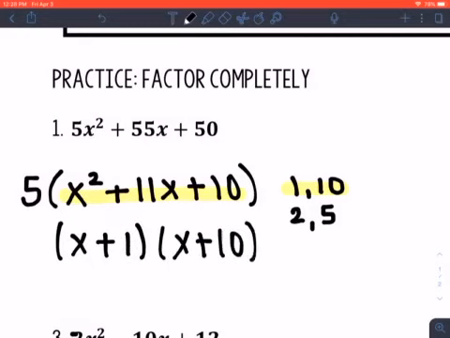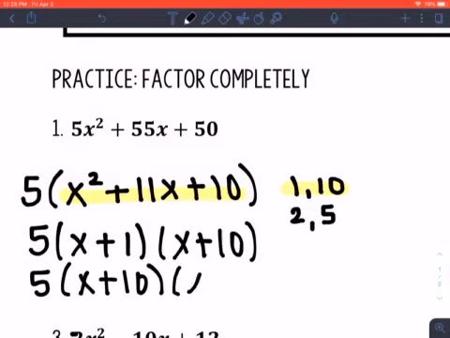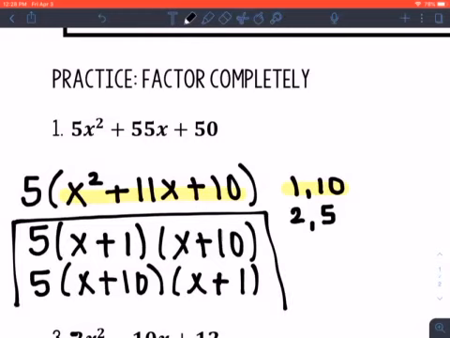So we're going to rewrite this x squared plus 11x plus 10 as x plus 1 and x plus 10. Also very important is carrying down that 5 that we factored out in the very beginning. Now we could also say x plus 10 and then x plus 1, because we know that multiplication is commutative and the order doesn't matter. That 5 is very important and it's not magically disappearing. It's going to stay out in front. So either one of these options is going to be correct.